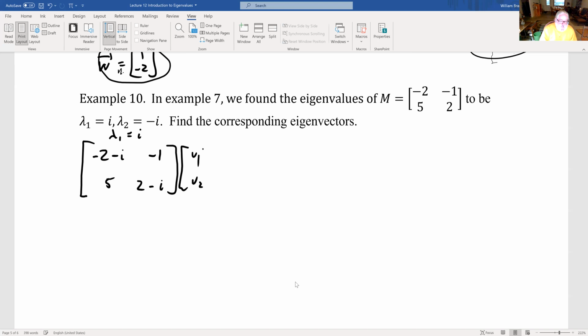times v1, v2 equals 0, 0. Our check here is a little bit difficult because we have these imaginary numbers, but we know that -1 times -2 minus i equals 2 plus i. So if I want to check that the bottom row is something times the top row, the something has to be this, because -1 times this gives the bottom entry.